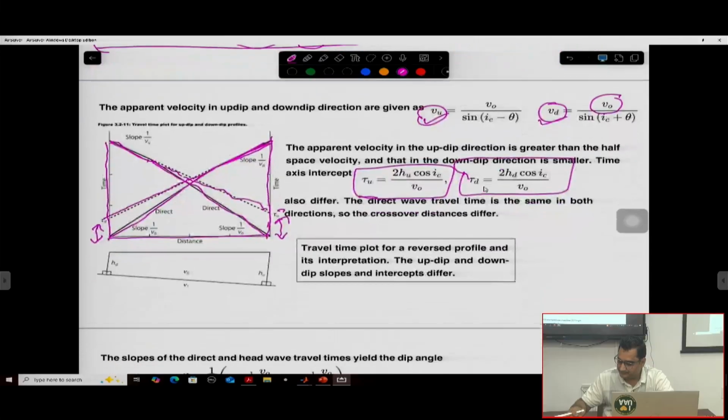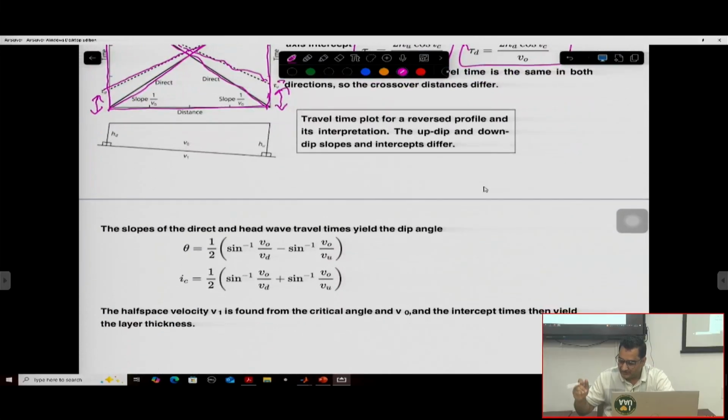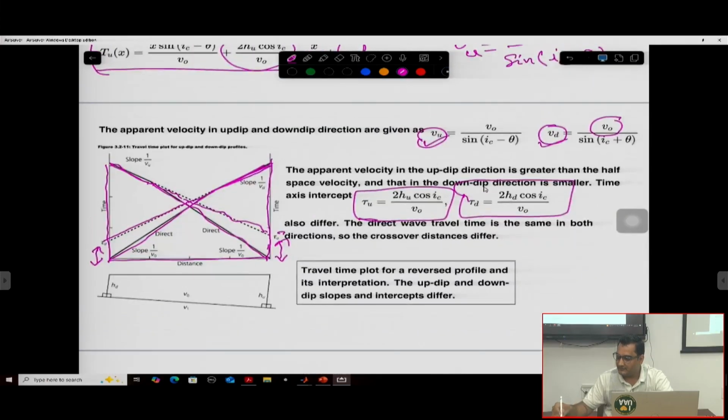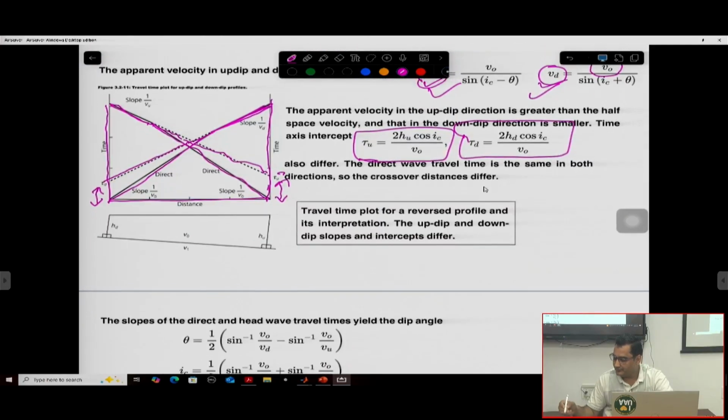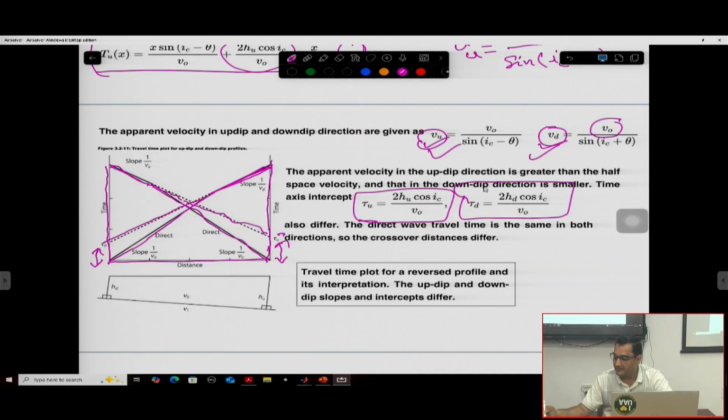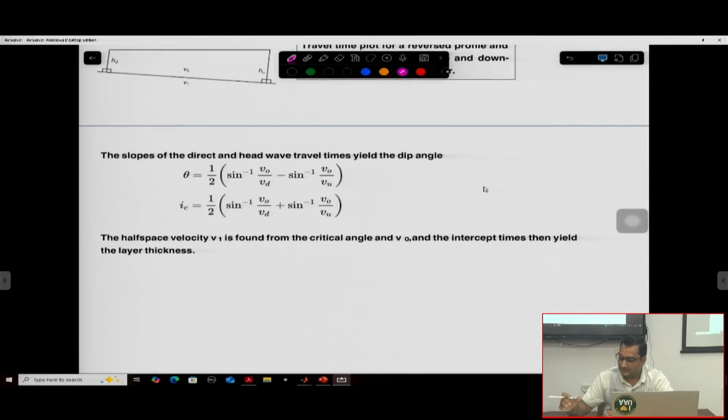Now, these are the formulas which were derived from these two formulas. So Vu is equal to V naught upon sine of Ic minus theta, and Vd is equal to V naught upon sine of Ic plus theta. And when you rearrange them, using sine inverse, you will get these two formulas for theta and Ic.